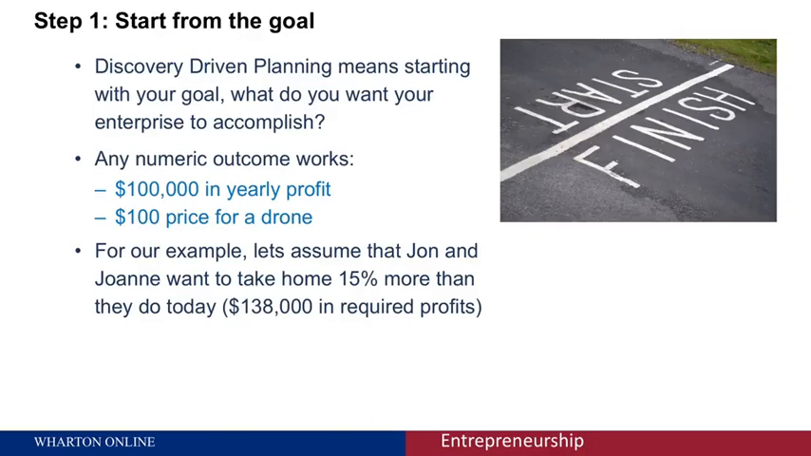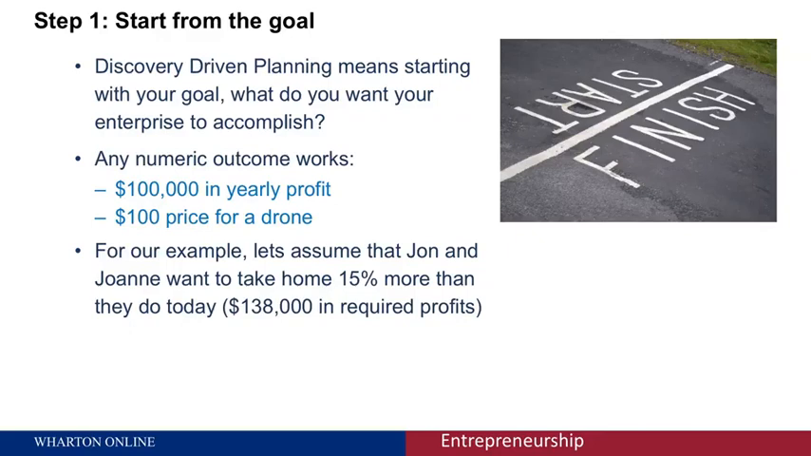So the first step is to start with your goal. And this is part of what makes discovery-driven planning interesting: like most entrepreneurs, you're starting with your endpoint. What do you want to achieve? What ultimately do you want to get out of launching a new venture? In discovery-driven planning, you think about that accomplishment first. And since we're building a financial model, we need some numeric answer here. So that could be that you want to achieve a particular level of yearly profit, $100,000, or a particular price point, like making a $100 drone that follows you around while you do extreme skiing and takes videos of you. Whatever outcome you want, that's where you start.